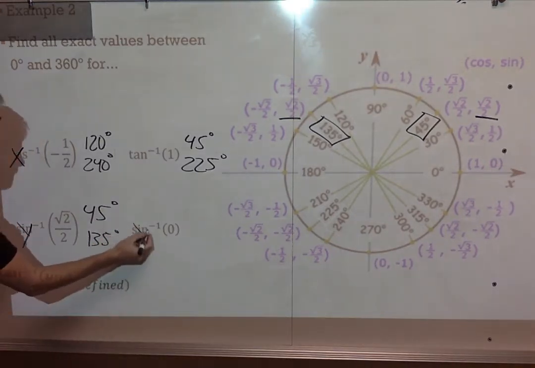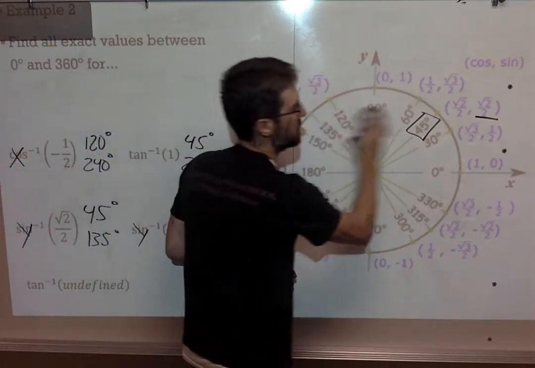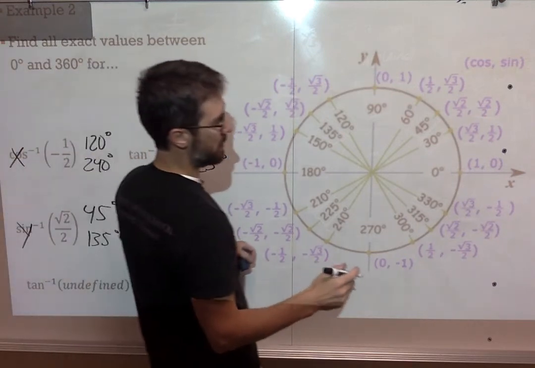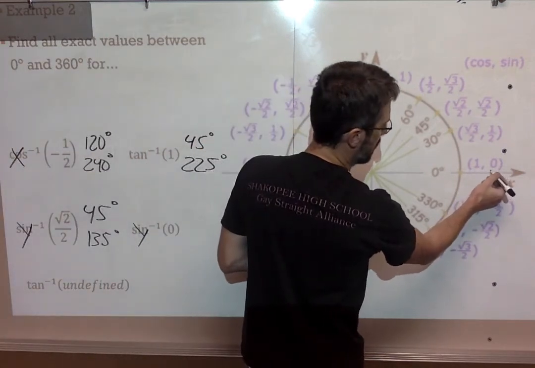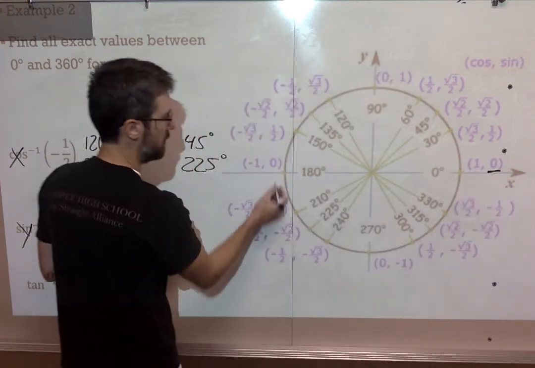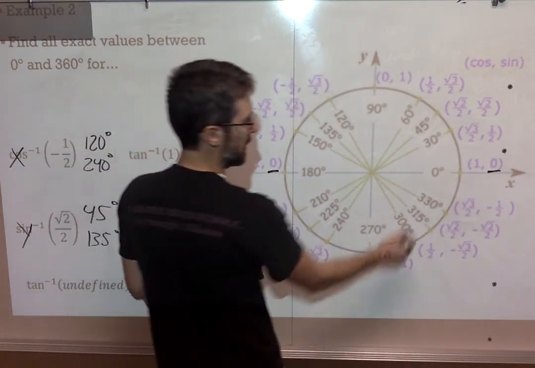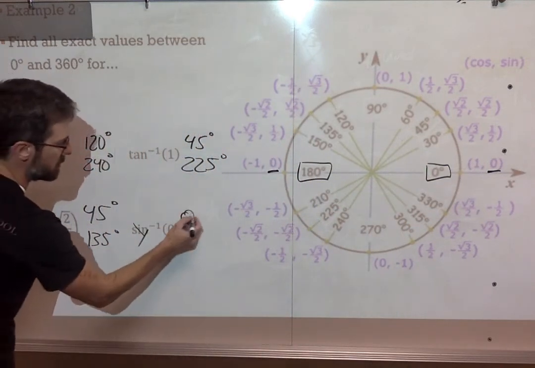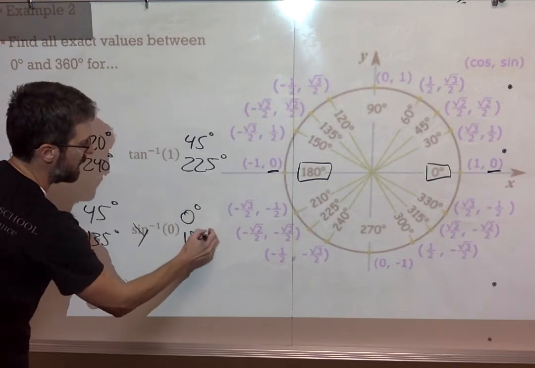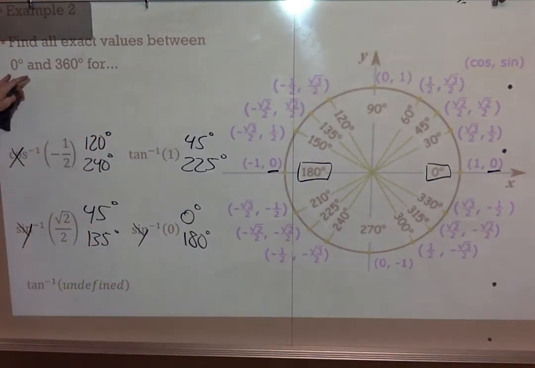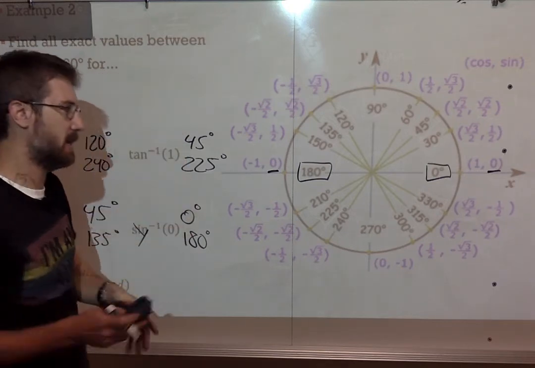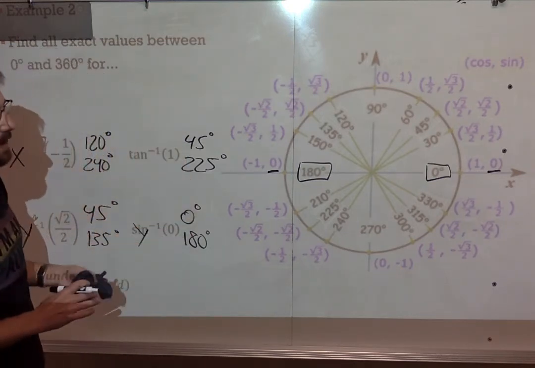Sine of 0. Sine is the y value. Where is the y value equal to 0? The only place the y value is equal to 0 would be here and also over here, the only two places. So 0 and 180. So 0 degrees, 180. Now you can put 360. Usually when we say between 0 and 360, it doesn't include 360. It's really 0 to 359.9999999. So this would suffice for that.